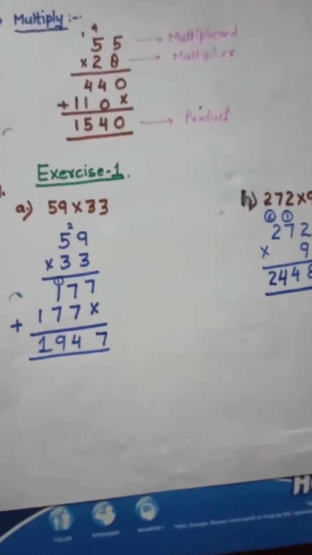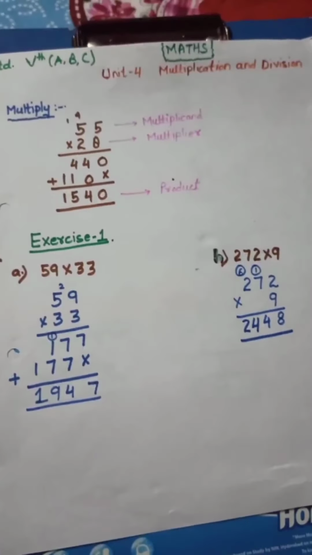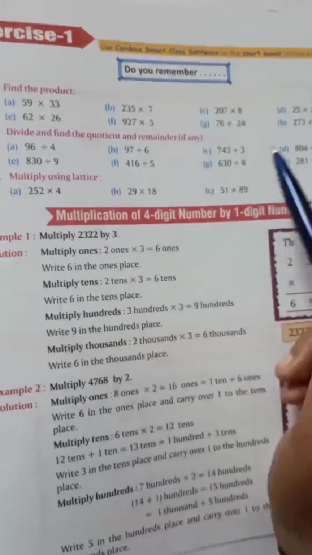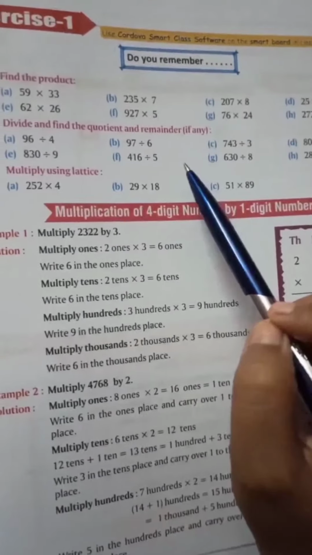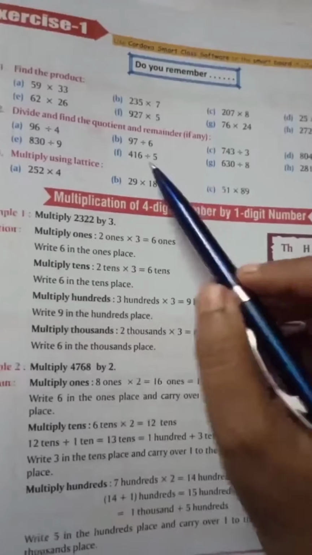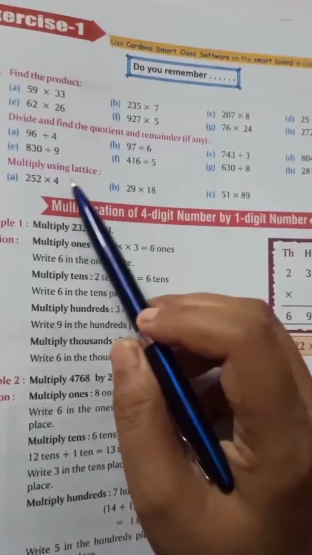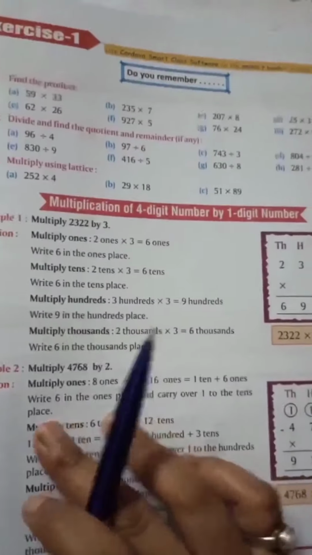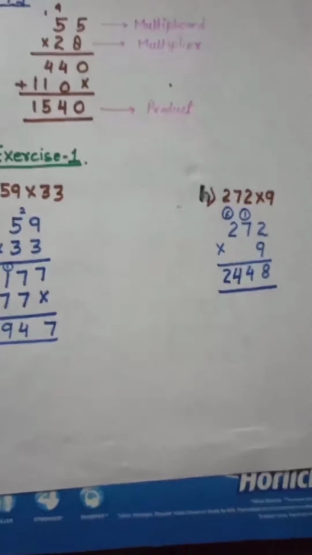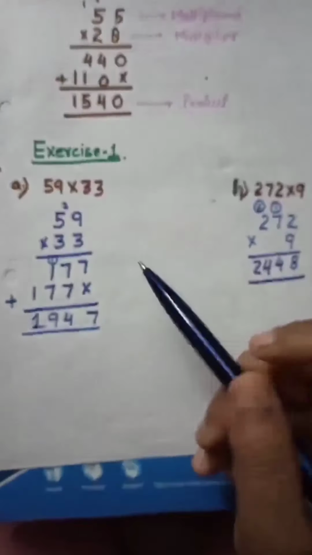In exercise 1, actually see, the exercise itself is saying, do you remember? It means all these things we have already done in 4th standard. We have already done multiplication, division, and even multiplication using lattice we have done. So this is actually a revision exercise that we have to do. So let us start doing it.